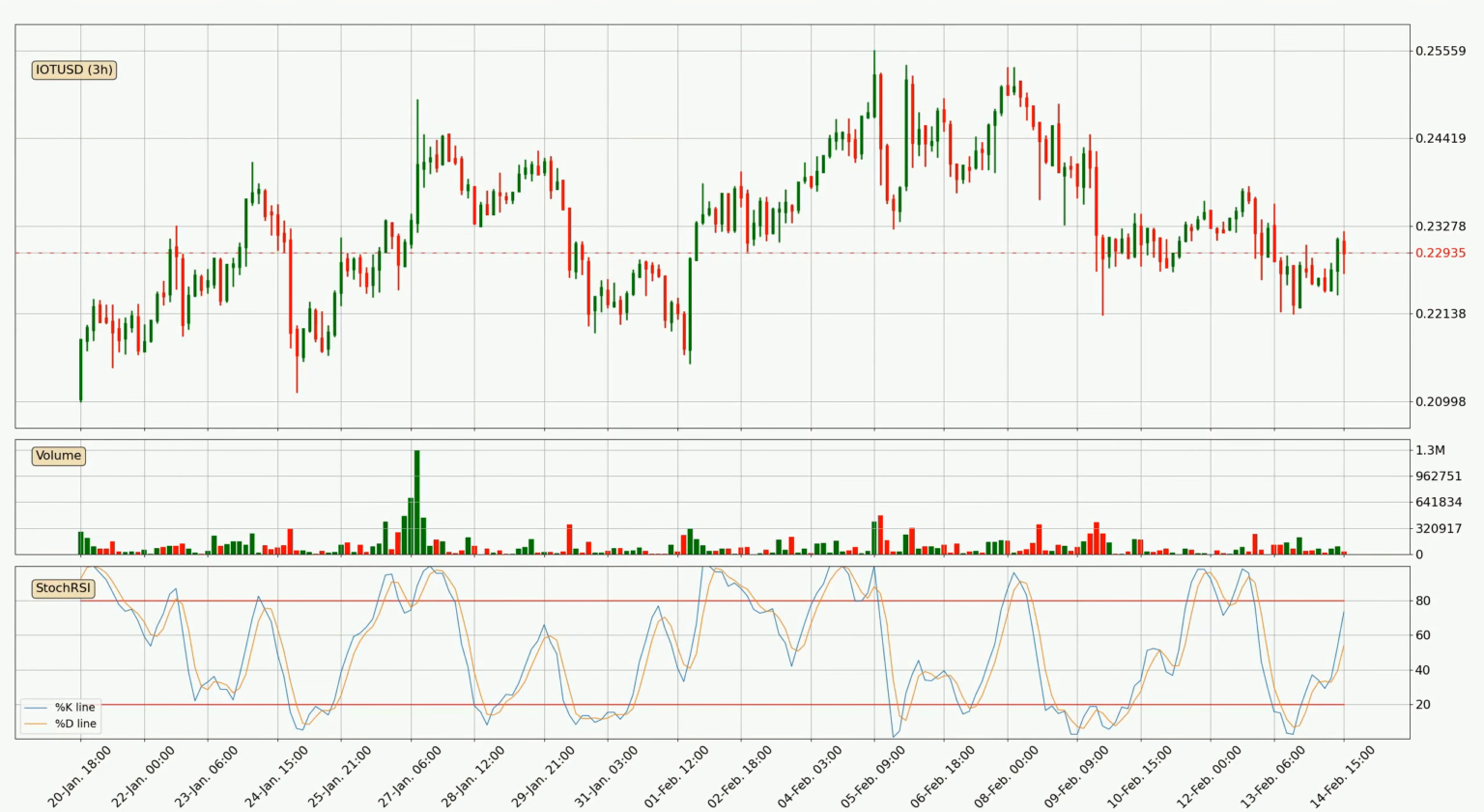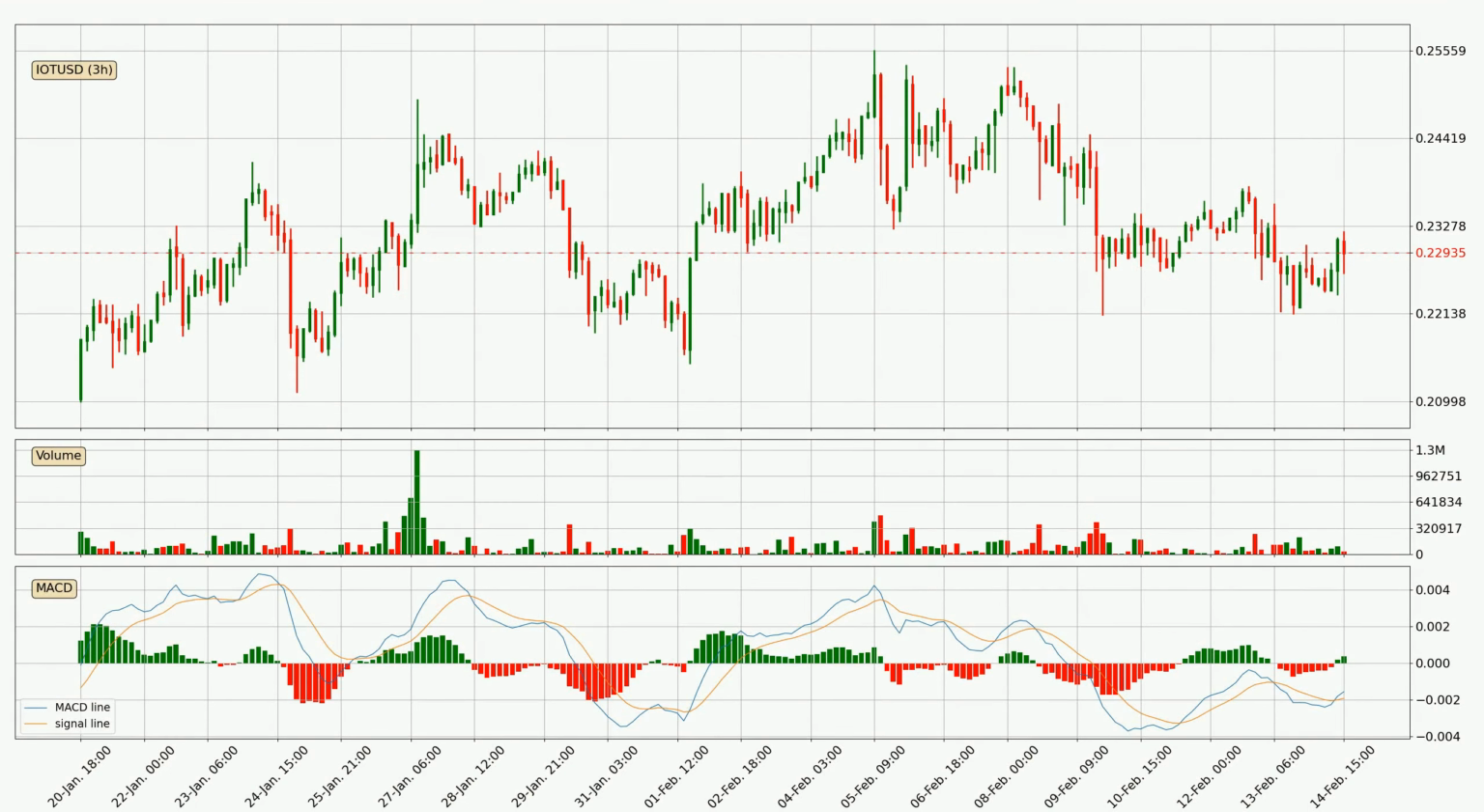Looking at the 3-hourly stochastic RSI, there are no signs of the stochastic RSI being oversold or overbought at this time, but because the %K line is over the %D line, we can deduce that the trend is currently on the up. Moving to the 3-hourly MACD, the MACD line is above the signal line, which shows that the current trend is on the upside. The MACD histogram shows that the momentum is currently strong, and it could be expected the price to go further to the upside.